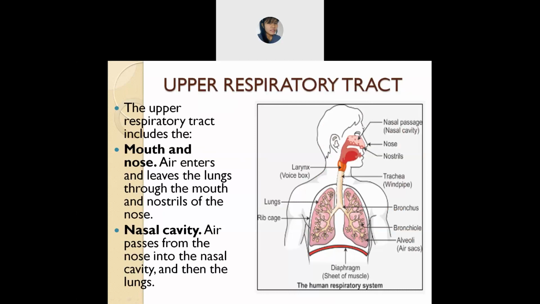Okay, so next is upper respiratory tract. So in the upper respiratory tract, what are the things which are included? First is your nose and your mouth. This is your mouth, this is your nose. So what happens here in your nose and your mouth?